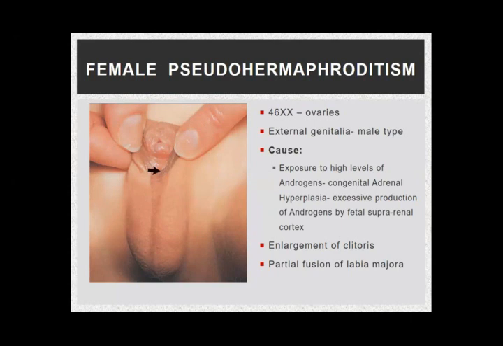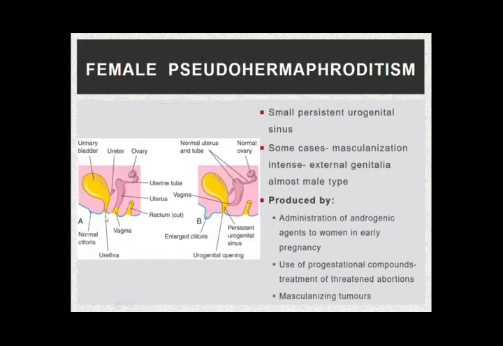होता क्या है? This is the normal. We have a urinary bladder and a urethra opening into the vestibule. This is the uterus and the vagina, and this is the rectum and then the anal canal. But in these cases, female hermaphroditism, there is a small persistent urogenital sinus. आपको पता है normally urogenital sinus disappears because it is divided into three parts and all these parts develop into some structure or the other. But in this case, there's a small persistent urogenital sinus.